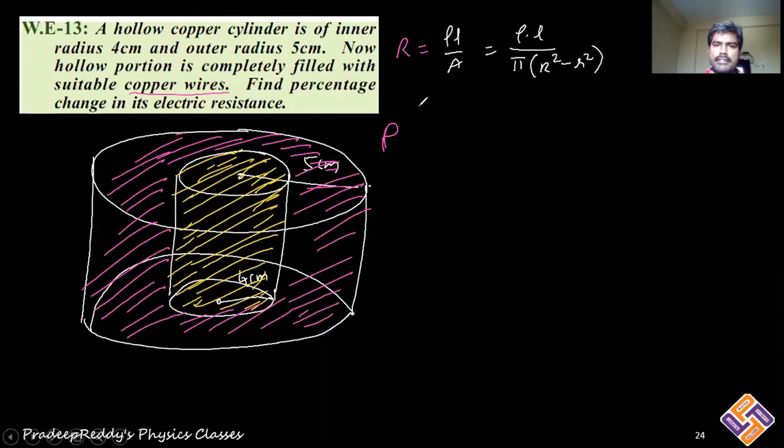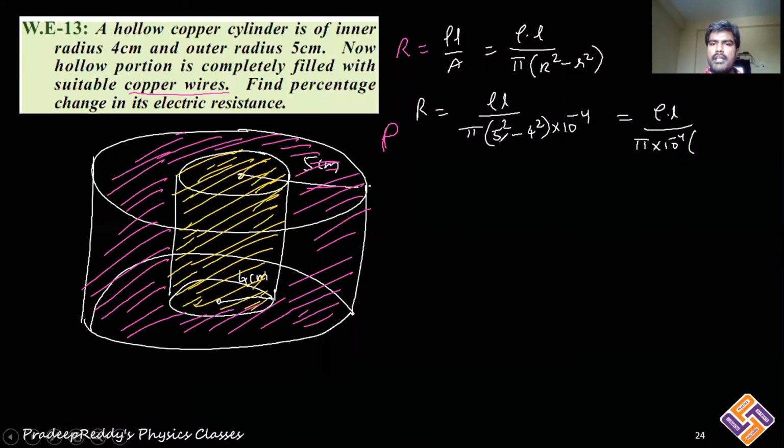So you can write resistance R is equal to rho L divided by pi into (5 square minus 4 square) into 10 power minus 4, because I am converting centimeter into meter. So this gives you rho L divided by pi into 10 power minus 4 into (25 minus 16), which is 9. Right? This is resistance R.